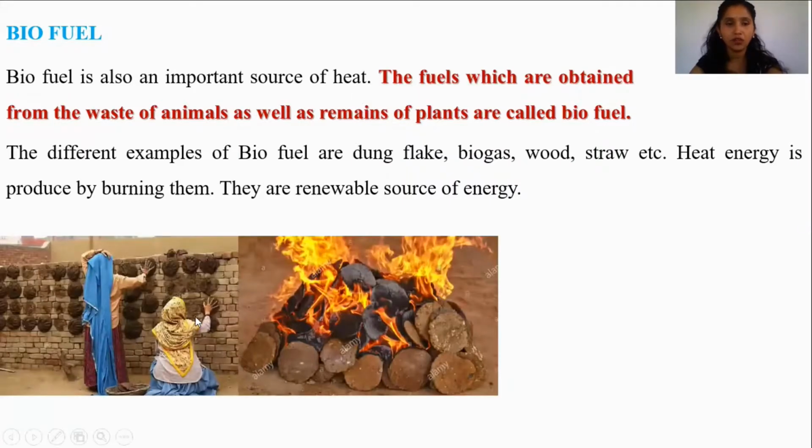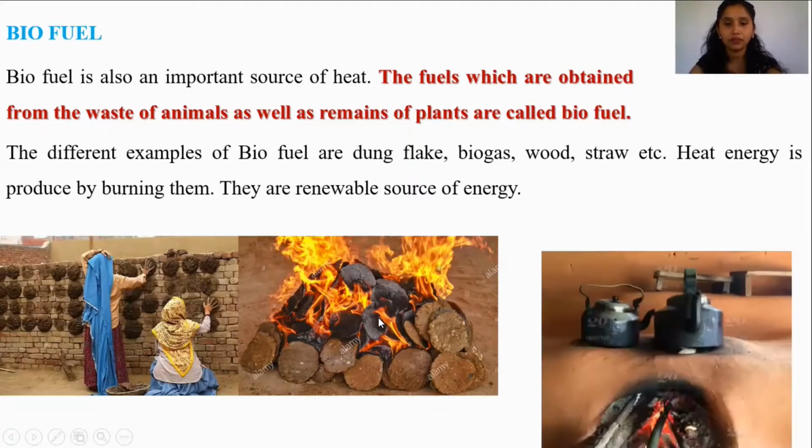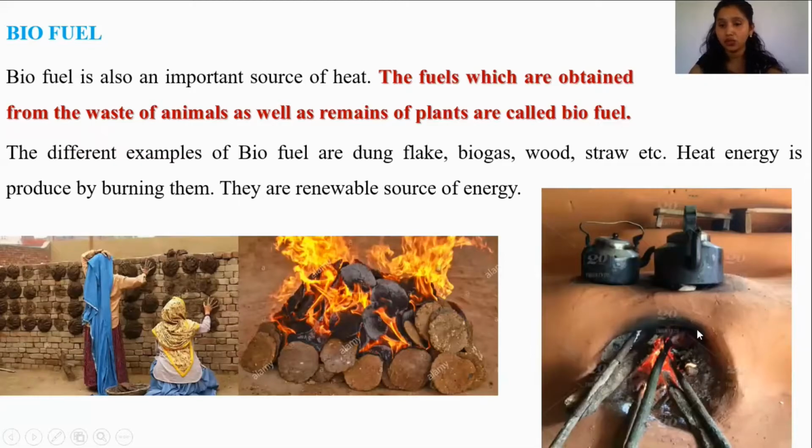You can see here how people are making dung flake from the dung of their domestic animals like cow or buffalo. In this way, the dung flake is made and it can be burned when it gets dry. And this is our traditional chulo. It is used in remote areas of Nepal, and here you can see firewood being used for burning. So it can give heat and people can cook with the heat obtained from firewood. In this way, biofuel is also a very important source.